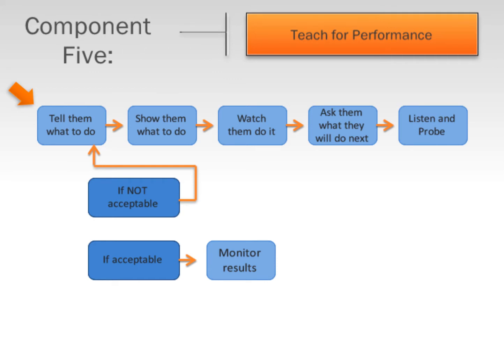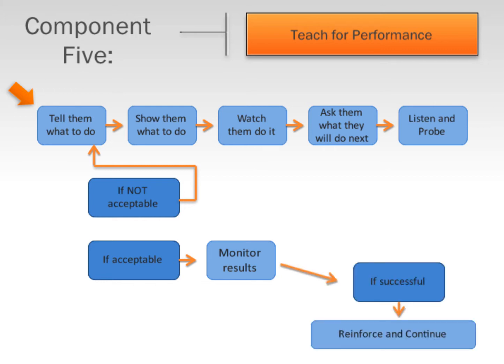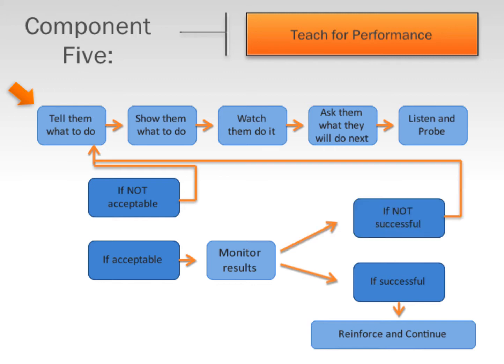Now, as you listen, as you watch, if it's not acceptable, then you want to go right back up and start over again. Tell them what to do, why and how. Show them again, and then watch them do it. And then go through that process again. As you monitor their results, that's going to tell you how much follow-up coaching they need and how much training that they need. If they're successful, reinforce and recognize, like we've talked about, so that they can continue doing exactly what you'd like for them to do. Now, if they're not successful, you've got to go right back up. Tell them what to do, why and how. Show them, watch them, and then let them ask questions, and then you ask them questions.